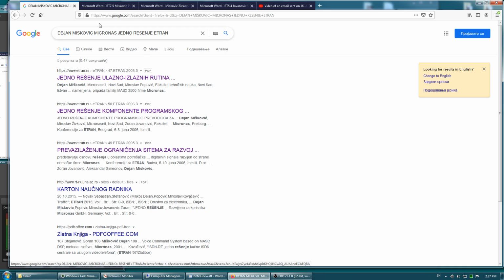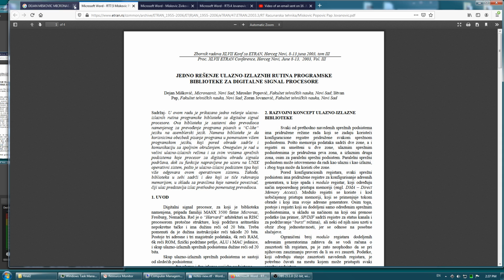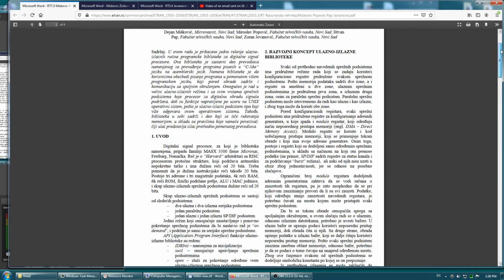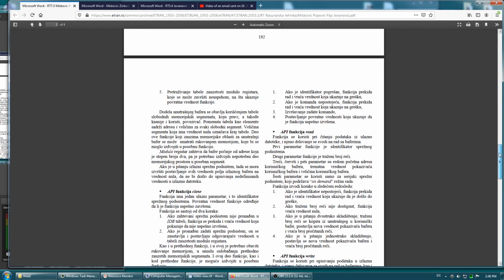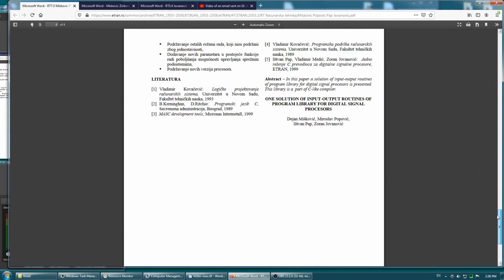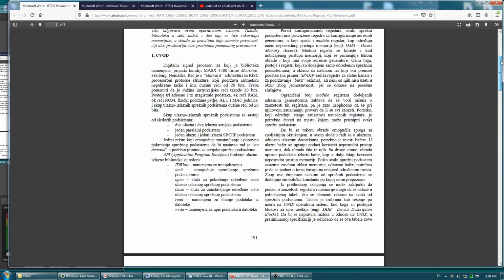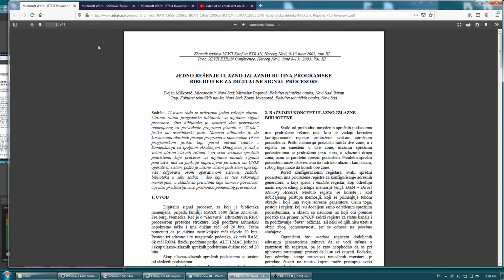So this is the first one. I can close this. This is the first one, where I'm a first author. This is a solution of input-output routines in a program library for digital signal processing architectures. It's implemented in assembly language. This is the description, and it was part of a larger project of a compiler for digital signal processing architecture, so special purpose architectures.